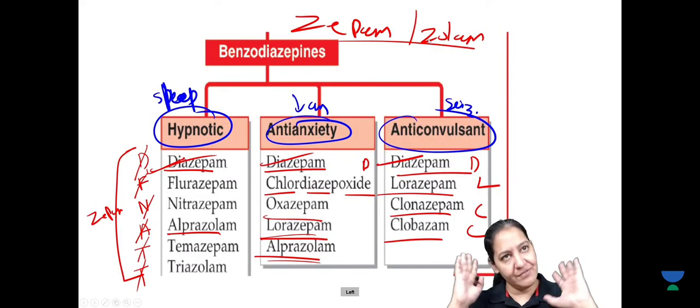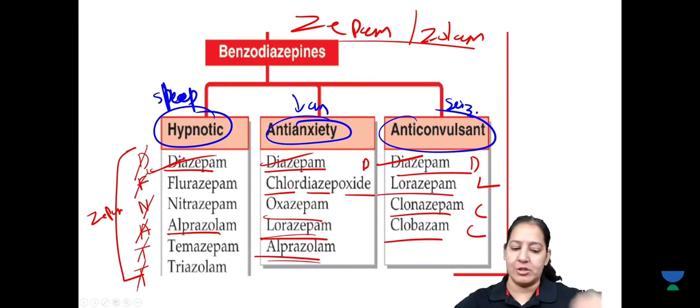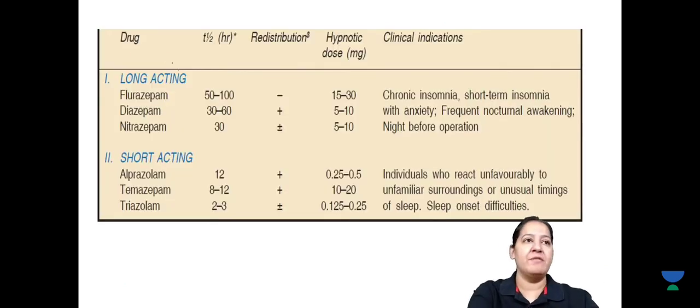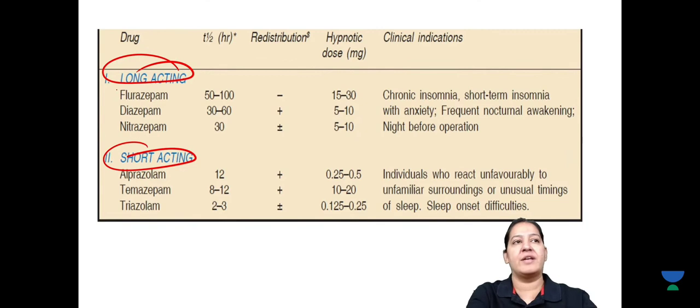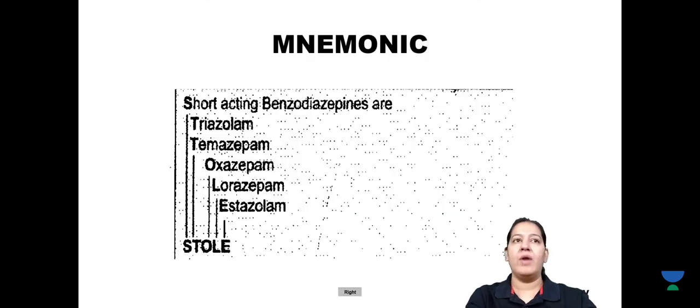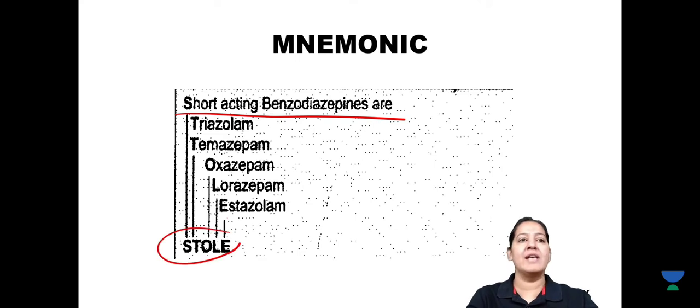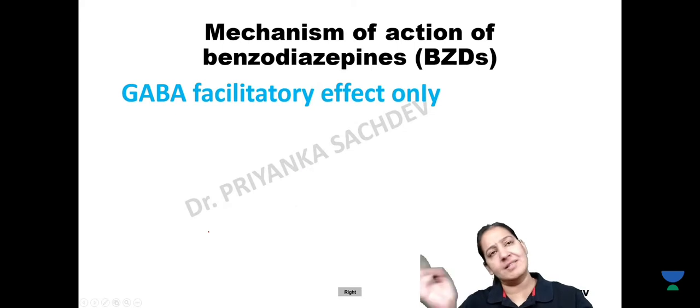We can classify this way. There is second classification also based on duration of action. Some of them are long acting, some of them are short acting. So you can classify that way also, right? So short acting का एक mnemonic है STOLE. S is short acting. T say triazolam, timazolam, oxazolam, lorazolam and estazolam. So these are short acting, others are long acting.